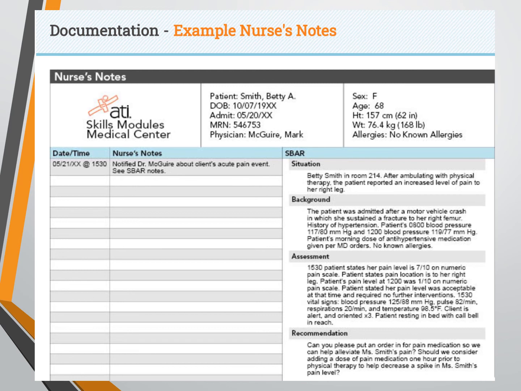So then on the assessment, this is when you get into more of the details of what you saw in the patient. At 15:30, the patient states her pain is a 7 out of 10 on a numerical pain scale. Patient states the location is to her right leg. Patient's pain level at 12 o'clock was 1 out of 10 on a numerical pain scale. Patient states her pain level was acceptable at that time and required no further intervention. 15:30 vital signs: blood pressure was 125/88, pulse 82, respirations 20, temperature 98.5. The client is alert and oriented times 3. Patient is resting in bed with call bell in reach.